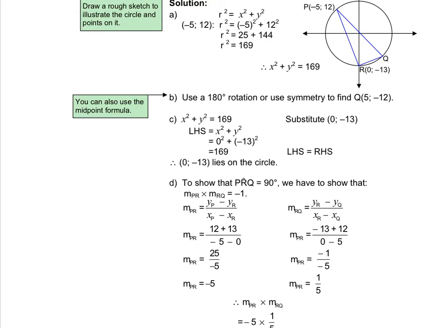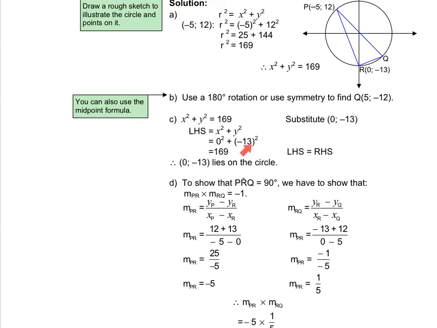In question C, we have to prove that the coordinate (0, minus 13) lies on the circumference of the circle. Therefore, we can now take the equation of the circle, which we've calculated in A, and work with the left-hand side, x squared plus y squared. Substitute the coordinate values. X is substituted with 0, y is substituted with minus 13.